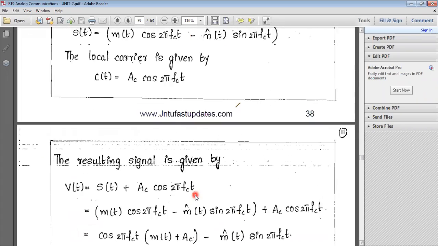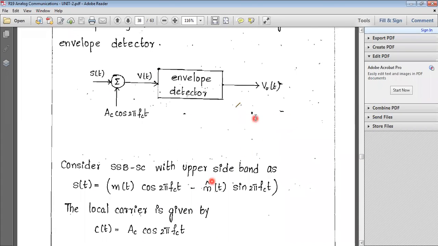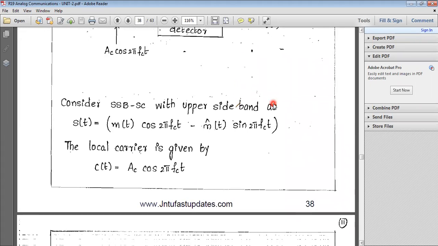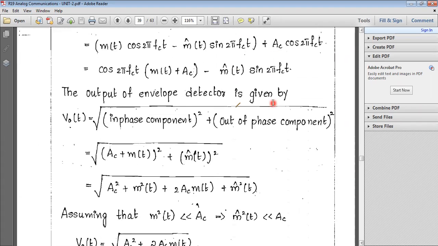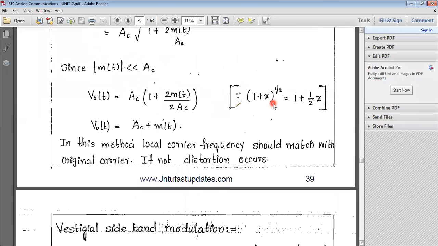What is V naught of t? After passing the envelope detector, we got V naught of t. Here AC is nothing but the amplitude of the carrier, not the carrier. So at the output, V naught of t, we got only m of t. If you observe the signal at the output of the envelope detector, we got m of t. It is just the amplitude of the carrier, not the carrier frequency. But what is m of t? m of t is Am cos omega mt. So that is the full message signal.